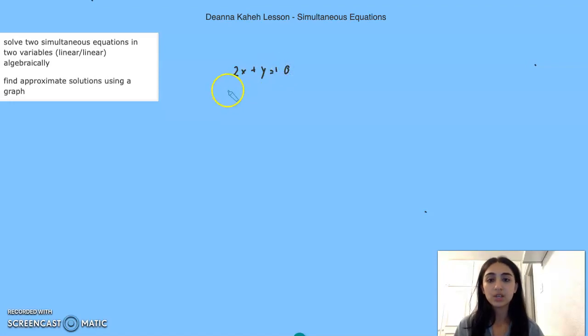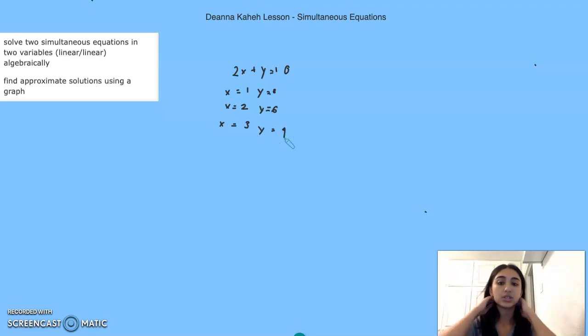For this equation, we'll say x equals 1, which would make y equals 8. We can have x equals 2, which would make y equals 6. Or we can have x equals 3, which would make y equals 4. An infinite number of solutions.